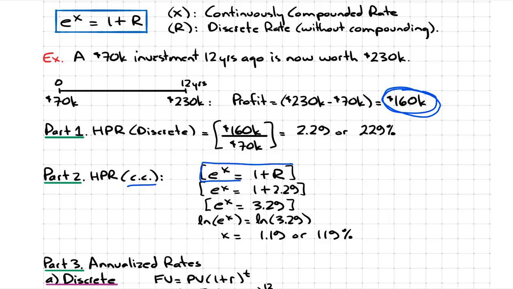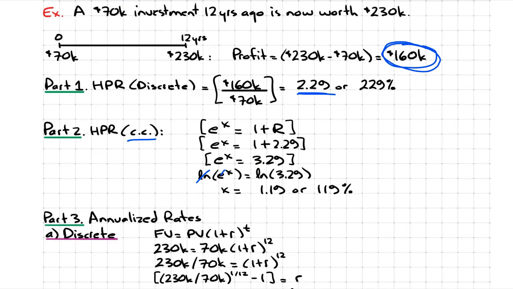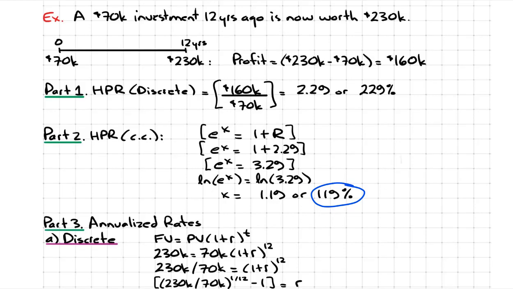So here's our framework, right? And we just need to plug in the discrete rate. Now, when you're doing algebra, it's always a good idea to use the decimal format of return. So there it is, 2.29. And so therefore e to the x is equal to 3.29. And then you just take the ln of both sides. And then what happens is the ln and the e cancel out. And then you just have to find out what the ln of 3.29 is. And then your calculator spits out 1.19, and then we convert into percent, which works out to 119%.